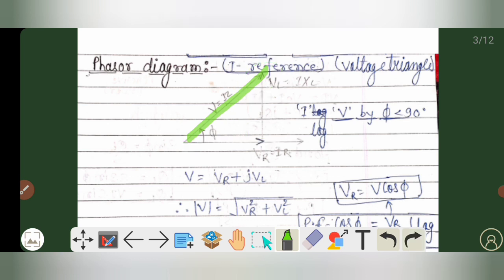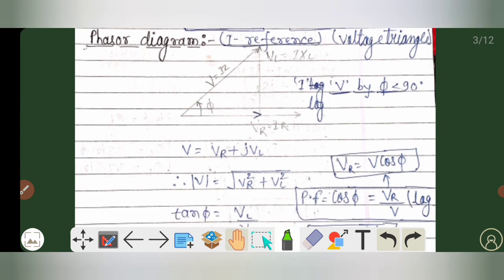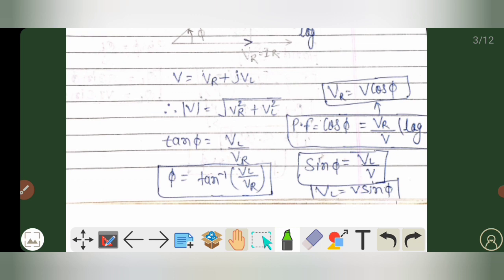And in the other way, we can say that I lags V by angle phi, which is less than 90 degrees. Now my dear friends, as we proceed further, we can say V is equal to VR plus jVL, and if we want to find the magnitude of V, then that comes out to be root under VR square plus VL square.